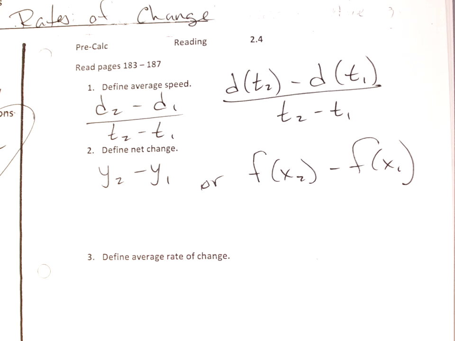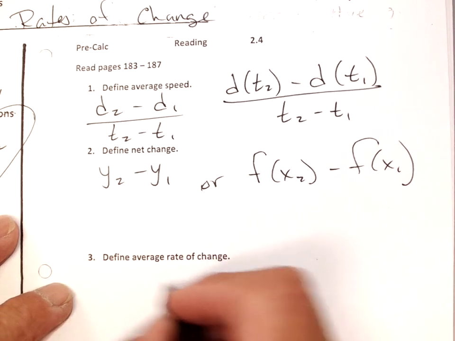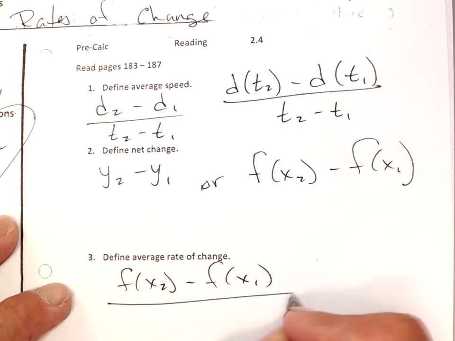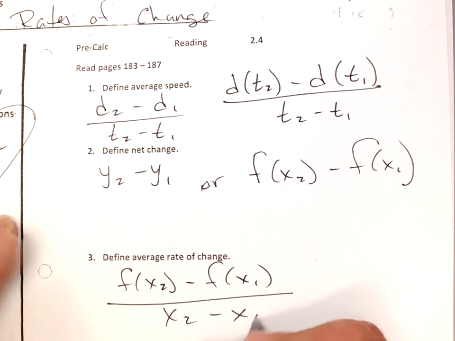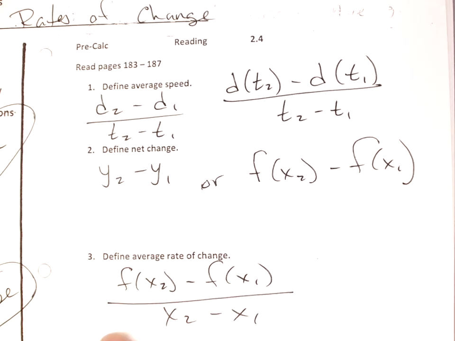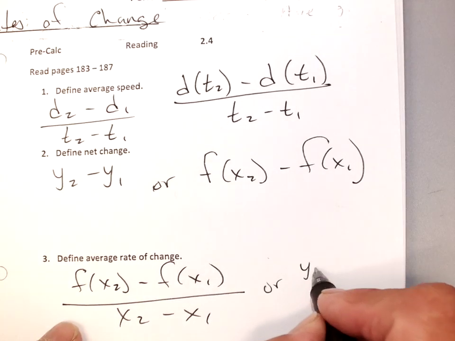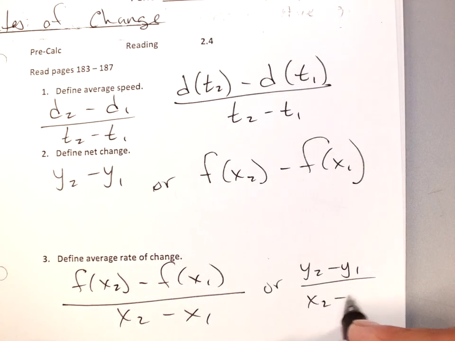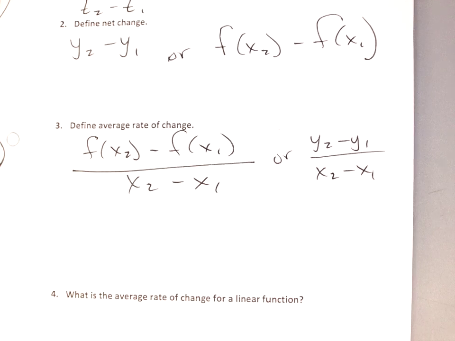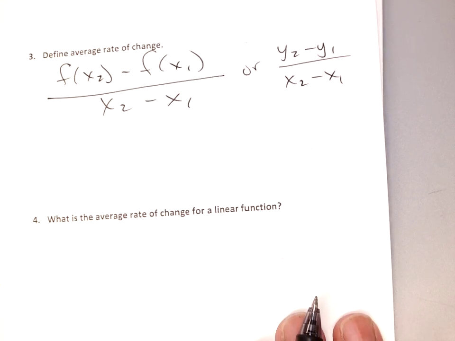Does that make sense? Average rate of change is still the same thing: f of x2 minus f of x1 divided by x2 minus x1. Sure looks like the slope formula to me. Or y2 minus y1 over x2 minus x1. Slope formula, we've done this. It's just a weird way of looking at slope, but you need slope to be rate. It's pre-calculus. Slope and rate go together. They're synonymous. So what's the average rate of change for a linear function?